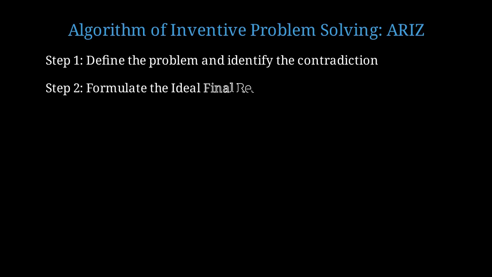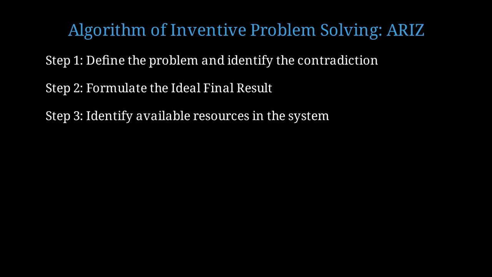Step 2. Formulate the ideal final result. Imagine the contradiction doesn't exist and the problem solves itself. What would that look like? Step 3. Identify all available resources: substance, field, functional, and time resources. What do you already have that could be used differently?